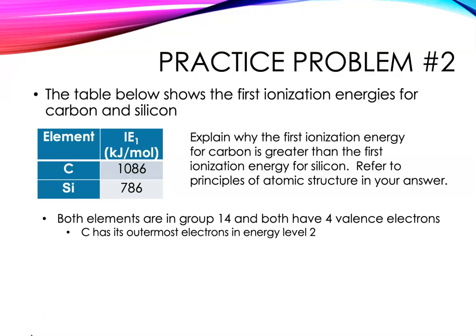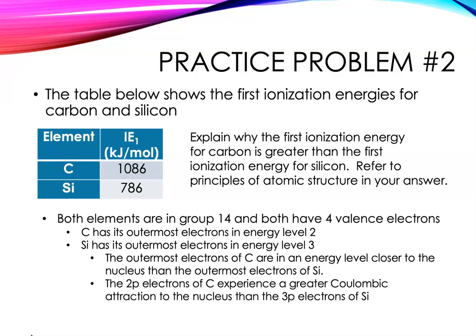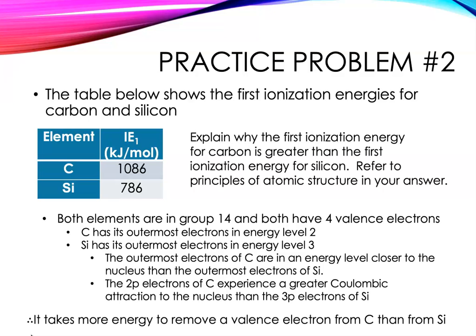In carbon, the outermost electrons are in energy level 2, in that 2p sublevel. And for silicon, the outermost electrons are in energy level 3, in that 3p sublevel. But energy level 3 is farther away from the nucleus than energy level 2. So the outermost electrons of carbon are at an energy level that is inherently closer to the nucleus than the outermost electrons of silicon. And therefore, the 2p electrons of carbon, our valence electrons, experience a greater Coulombic attraction to the nucleus than the 3p electrons of silicon. And therefore, it takes more energy to remove a valence electron from carbon than it does from silicon.